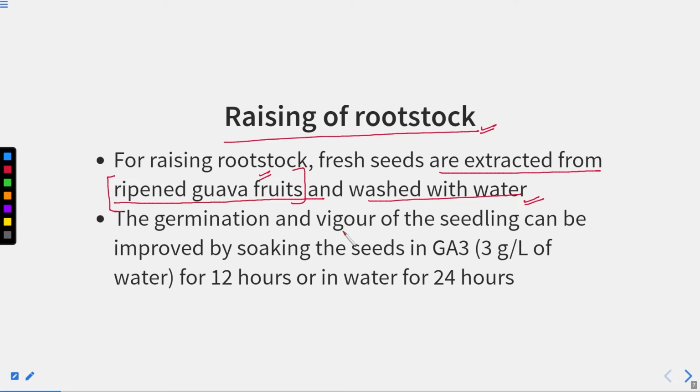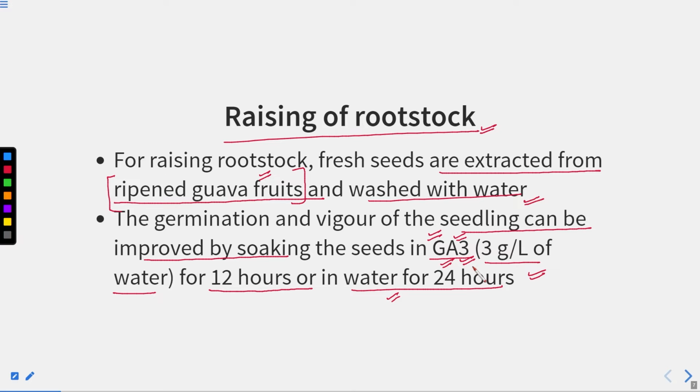Now the germination and the vigor of the seedling can be improved by soaking the seeds in GA3. GA3 means gibberellic acid. There are different types of gibberellic acid; this is GA3, the third type, and this is very common. So 3 gram per liter of water, right? You take GA3, 3 gram in 1 liter of water, for 12 hours, or simply soak in water for 24 hours. Either you can use this plant hormone gibberellic acid 3, or you can simply soak it for 24 hours in water. So we can opt for anything here.